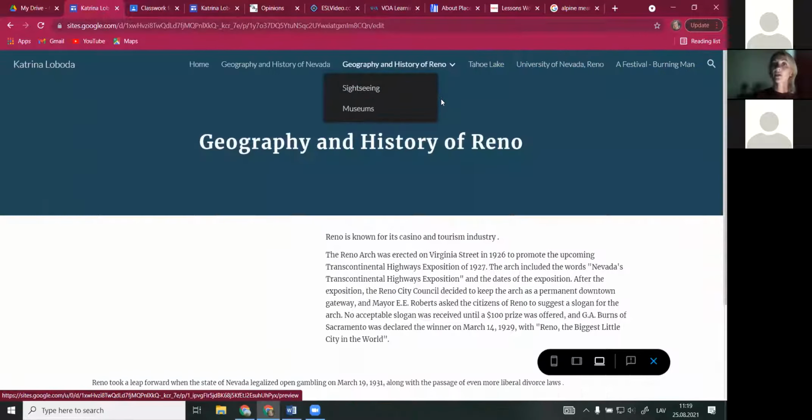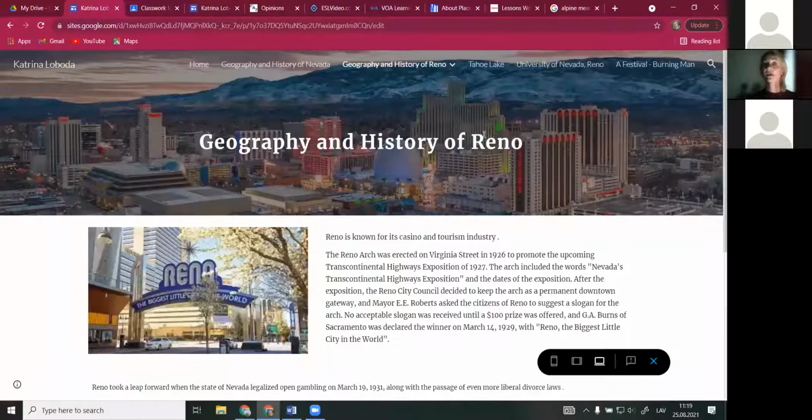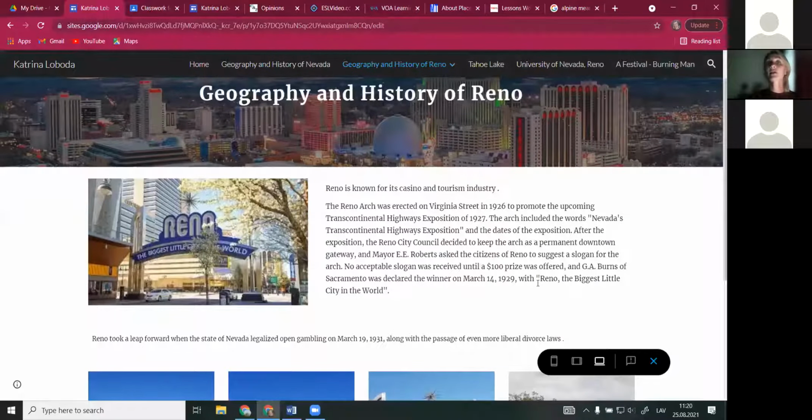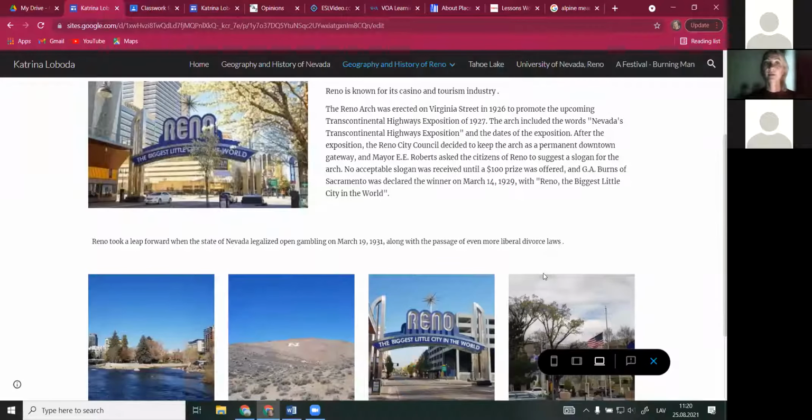So the next page is about, very shortly, again, it's up to students. They will decide what kind of information to include about geography and history of the chosen city. And here I decided to include information about the famous Reno Arch slogan. So how it appeared, and like 100 years ago, the Reno Arch had completely different words. It was written Nevada's Transcontinental Highways Exposition. And then the mayor of Reno decided to change these words, to change the slogan.